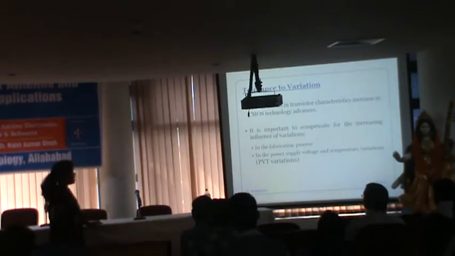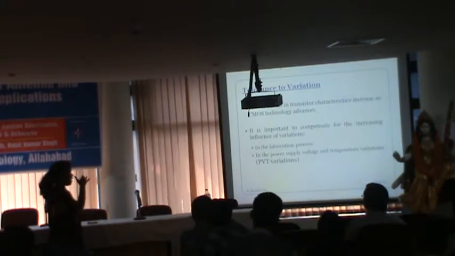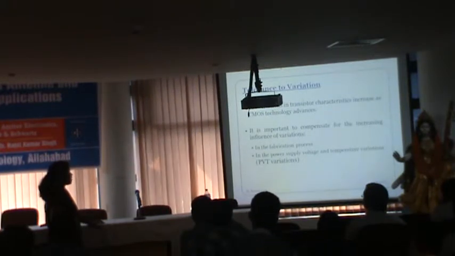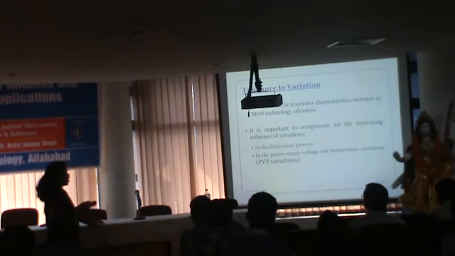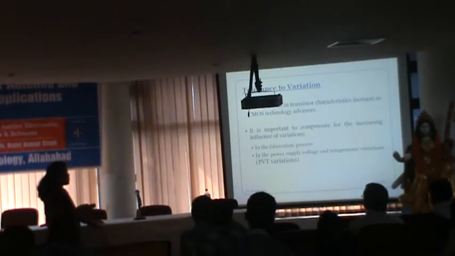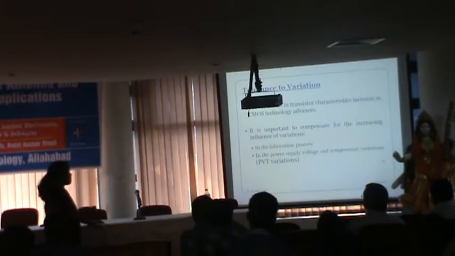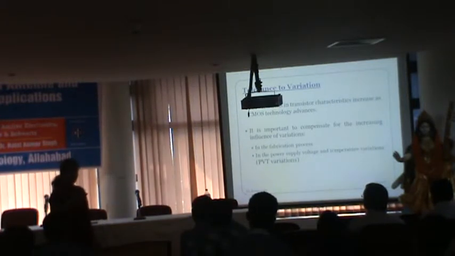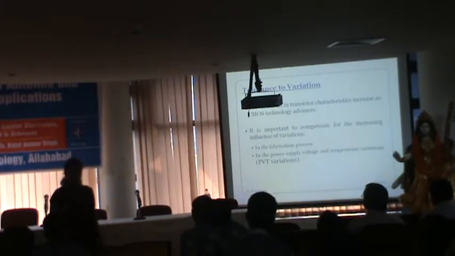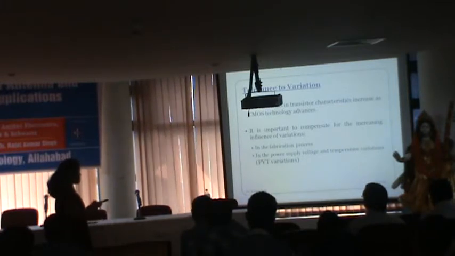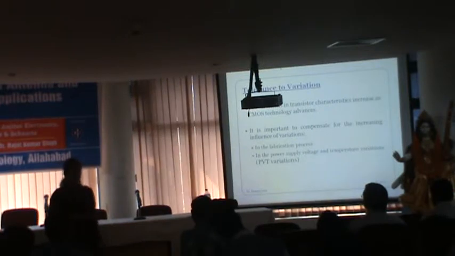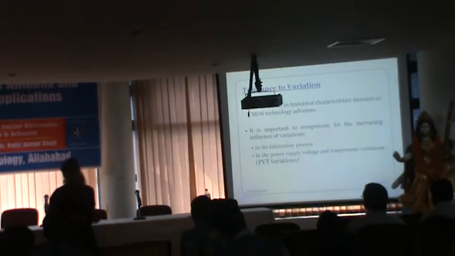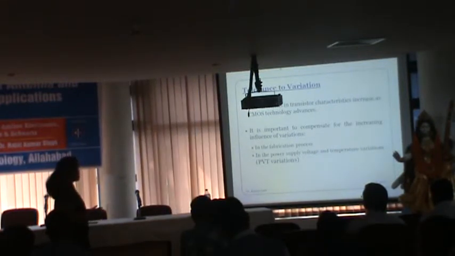Okay. Now the next is, it becomes very important to compensate for the increasing influence of the variations. Now, what we can do, we can advance our fabrication processing technologies by using which we are actually fabricating the MOSFET onto the silicon. And then power supply voltage and the temperature variations, all these have to be taken into account when we are designing our RF circuits using CMOS technology.